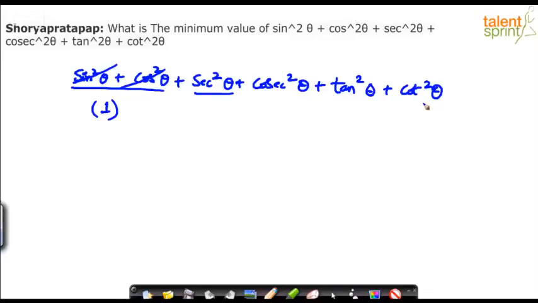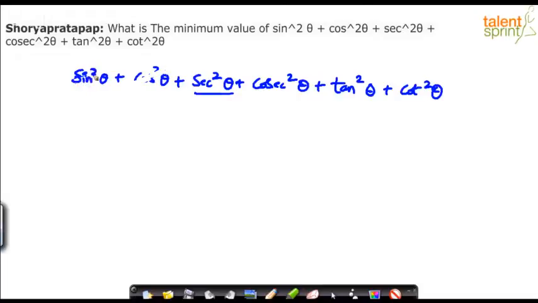Let us do it in a different way. Instead of taking sine square theta plus cos square theta as 1, let us not go by the basic trigonometric identity. Instead, what we'll do is we'll take reciprocal of these trigonometric functions.